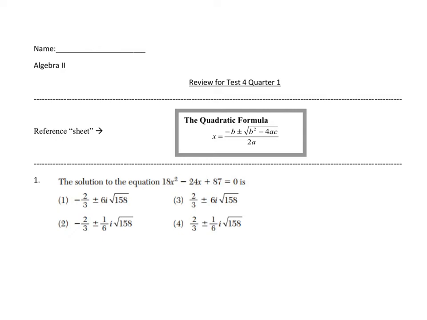Hi everyone, so I'm going to do the review sheet for your first test of the second quarter. The first question says the solution to the equation 18x squared minus 24x plus 87 is.